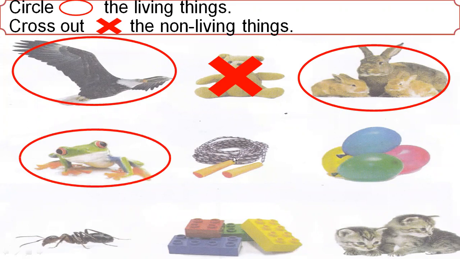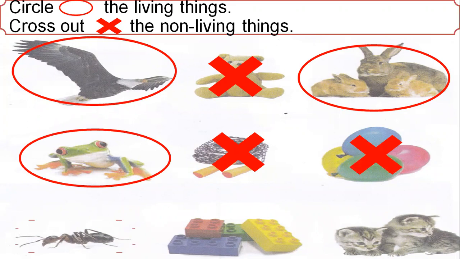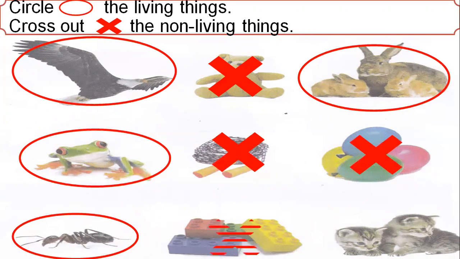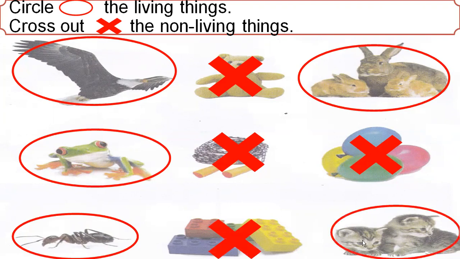Jumping rope is non-living things. Balloons are non-living things. Ant is living thing. Legos are non-living things. Cats are non-living things.